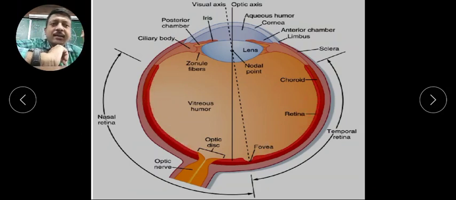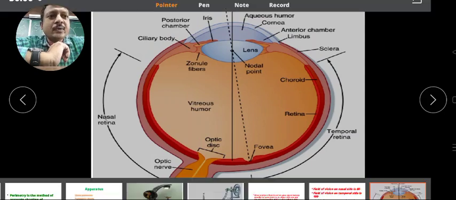Now this portion is the peripheral retina. Peripheral retina is responsible for the peripheral field of vision, mainly the movement and depth of vision. And the central retina, that means the fovea, due to the presence of a high concentration of cones, is mainly responsible for acuity of vision, details of the vision, and color vision. Okay.